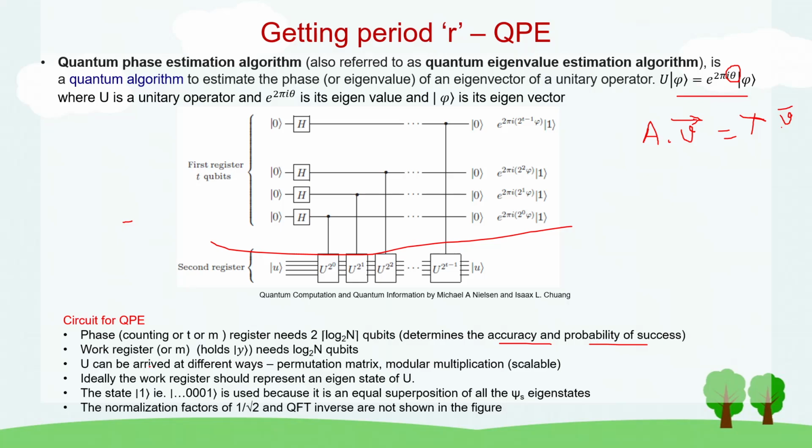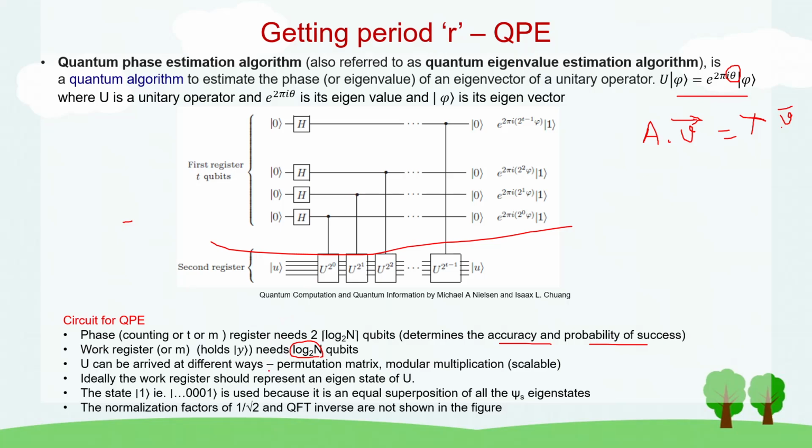We don't bother. And how many qubits do you need? Half of this, just log n qubits, right? Here twice log n, here just log n. Some people call this by other names, so don't worry, but you should be clear. This is called the work register, and this is the counting register.